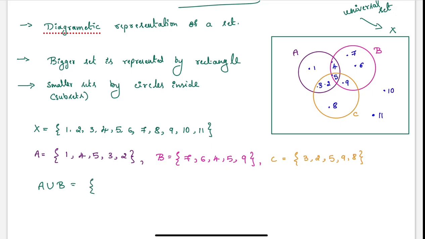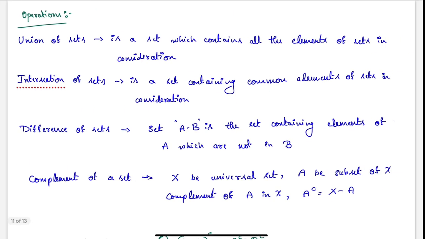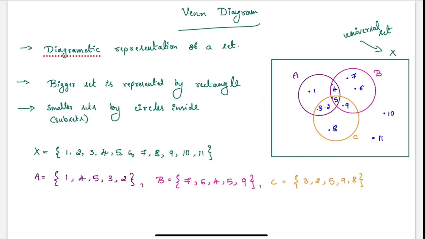This is how we denote the union. So what do we get? We will have all the elements. What is the definition? All the elements of the sets in consideration. If you see in this example, what is A union B? Union is denoted by this symbol, U, as usual. So it should contain all the elements of A and B. What are the elements? 1, 4, 5, 3, 2, 7, 6, 4 and 5 we have already written, 9. So this is A union B.